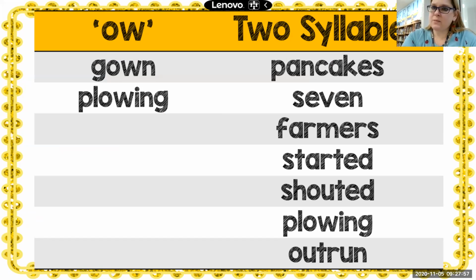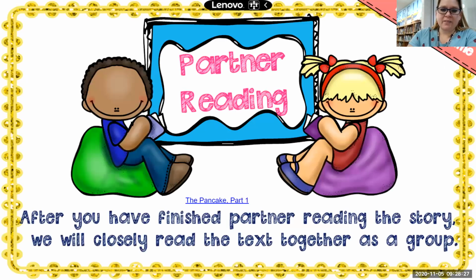And then today we have some words in our story that are 2 syllables. And remember, we've talked about syllables. A syllable is each part of the word that has a vowel sound, and we hear it, we feel it with our chins. Pancakes, farmers, started, shouted, plowing, outrun. So those are words that have 2 syllables in our story today. All right, now this says we're going to read, but obviously we can't partner read, so I'm going to read it to you, okay?